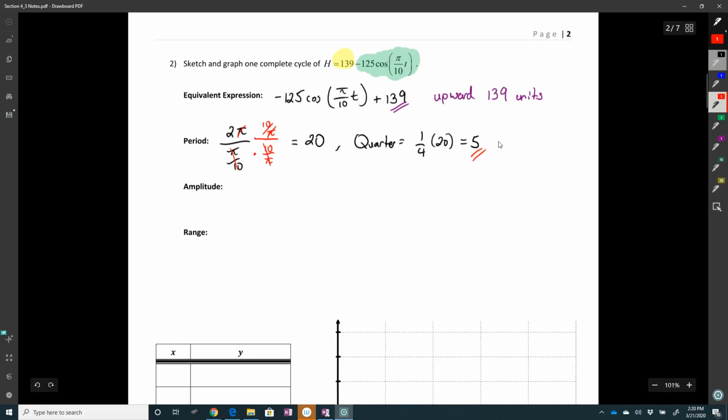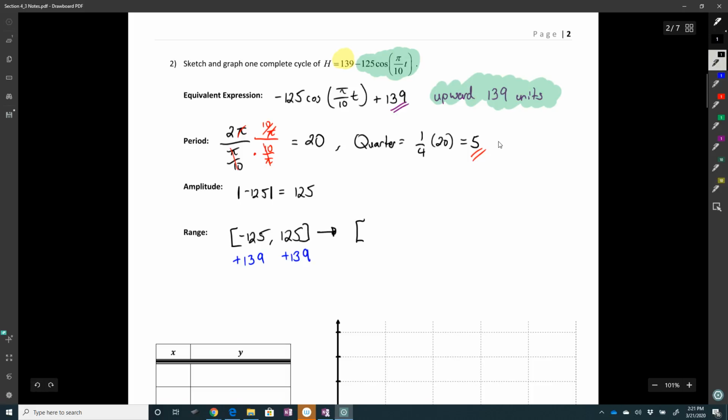The amplitude of this graph is the number in front of the cosine. So it's the absolute value of -125, which is just 125. So normally the range would be negative 125 to 125, but notice that we went upwards 139 units. So that means that I'm going to go up 139, up 139, and that gives me my new range. So my new range is 14 to 264.